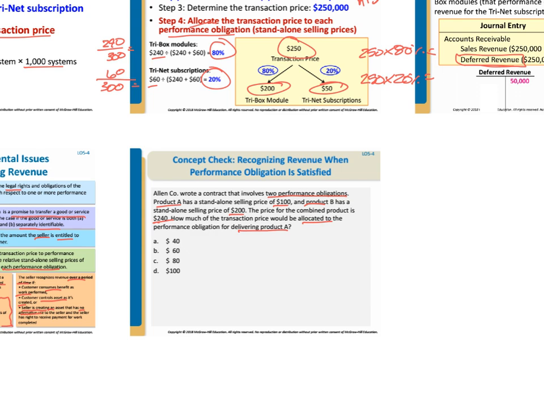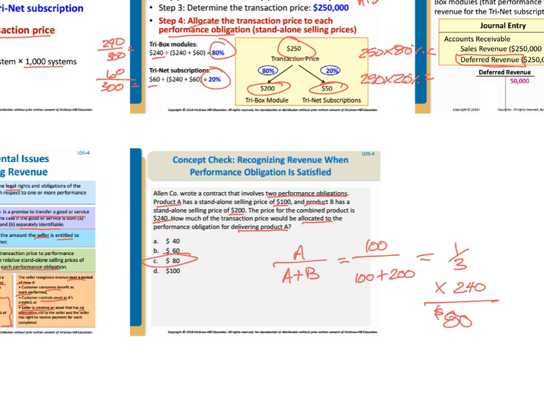All right, in doing this, we're going to use the A over A plus B method. They make that pretty simple classifying each one of these products as A and B. So our calculation, we're wanting to do product A. Product A has a standalone selling price of $100. We'll take the 100 plus the standalone selling price of product B, which is $200. So this gives us 1/3. We're then going to multiply this 1/3 by the 240, which is the combined transaction price. Let me make that clear. And this will provide for us $80. $80 would then be the amount that we would allocate to product A.